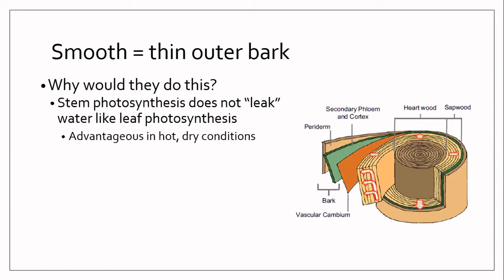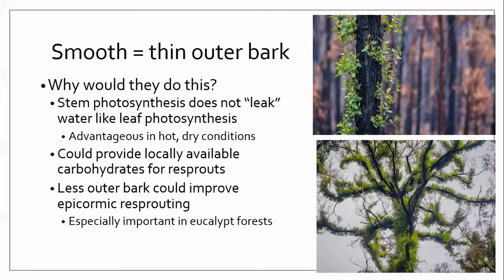And it's really efficient in terms of water use and also in hot conditions. There's lots of reasons for this, but I won't go into it. It's basically beneficial in hot, dry conditions, it's thought. So in eucalypts in particular, because of these resprouts they have in the inner bark, it could be really helpful for providing locally available carbohydrates. This photosynthesis that occurs in the stem doesn't rely on hydraulic function, which means that it can still provide carbon resources after all the leaves have been lost.